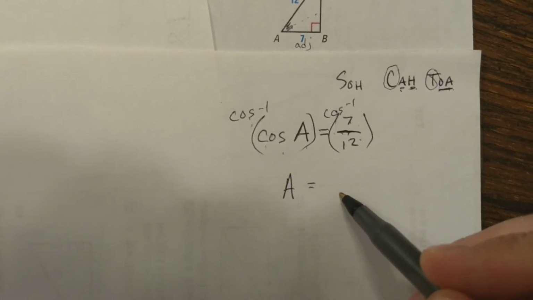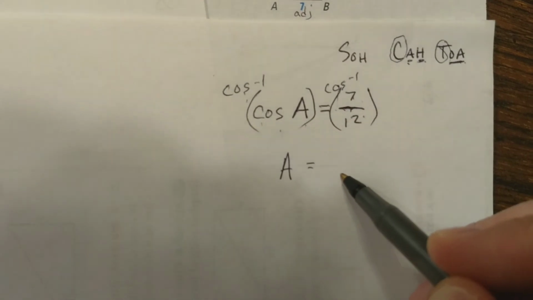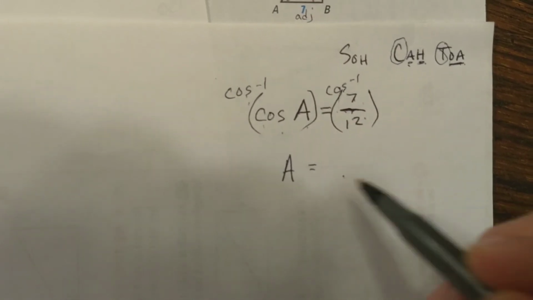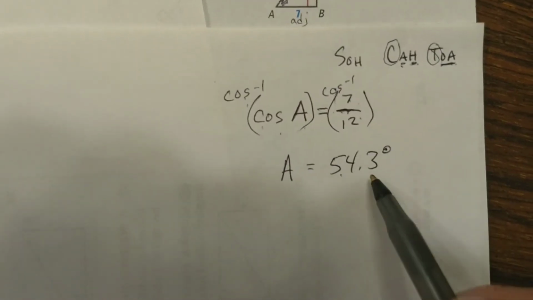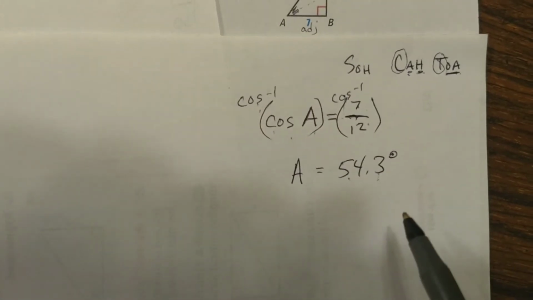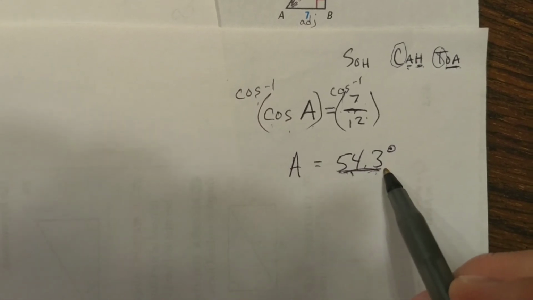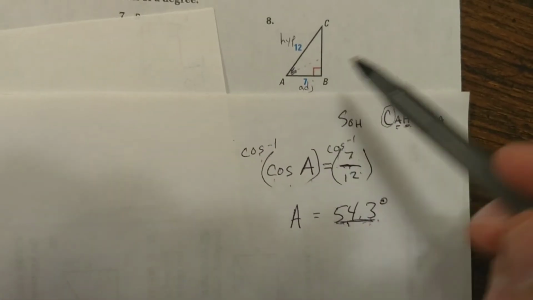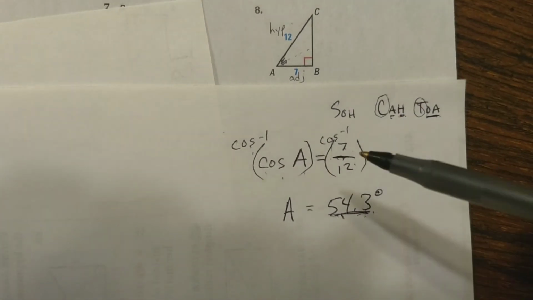When I use my calculator, and I've got to check that I'm in degree mode, I plugged in the inverse cosine of 7/12. I got 54.3 degrees, or pretty close to that. And I know that this is correct because 54.3 degrees is the only angle measurement that has a cosine ratio, an adjacent over hypotenuse ratio, of 7 to 12.